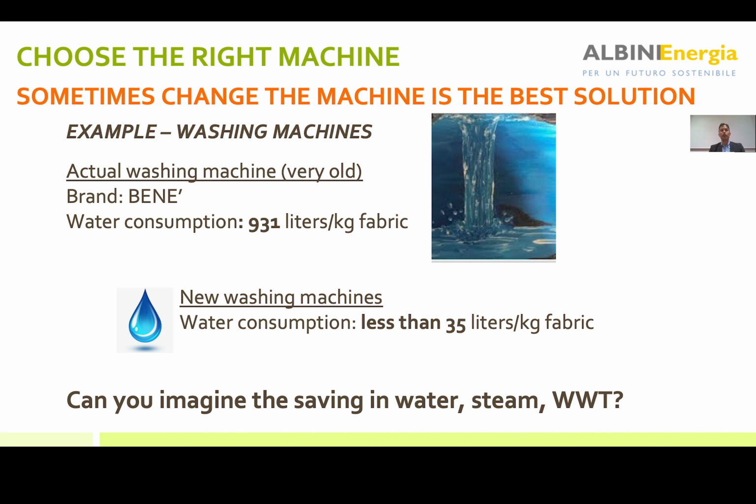If you use a new machine, which is a continuous one, something pretty common in Italy, but not just in Italy, almost everywhere, the water consumption drops to 35 liters per kilogram. So can you easily imagine how much the saving could be in terms of water, steam, and wastewater treatment cost?